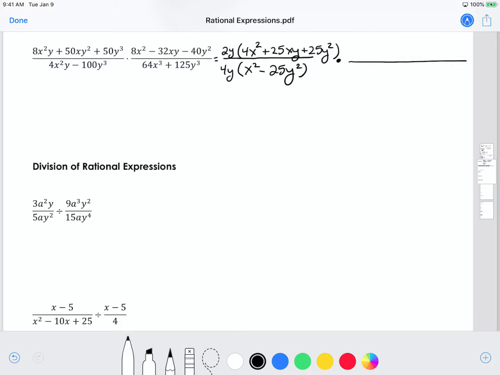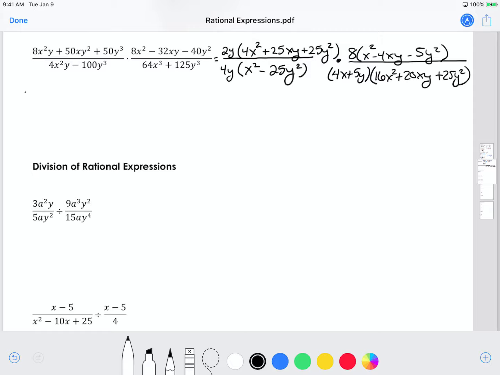Now, when I go to factor the second fraction, in the numerator, I can factor out an 8, and what I would have left over would be x squared minus 4xy minus 5y squared. And in the denominator, we have the sum of cubes, so we can use our formula for the sum of cubes for this. Using the formula for sum of cubes, when we factor, we would get 4x plus 5y, and then what would be left over would be 16x squared plus 20xy plus 25y squared.